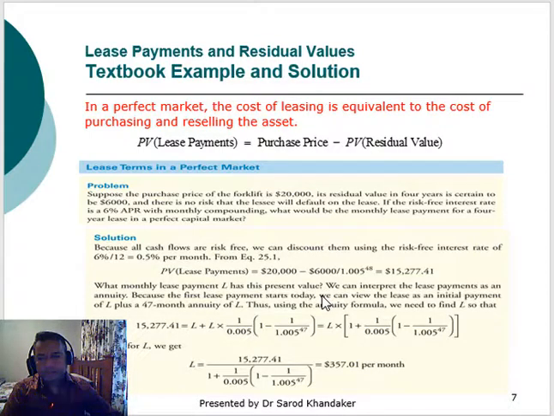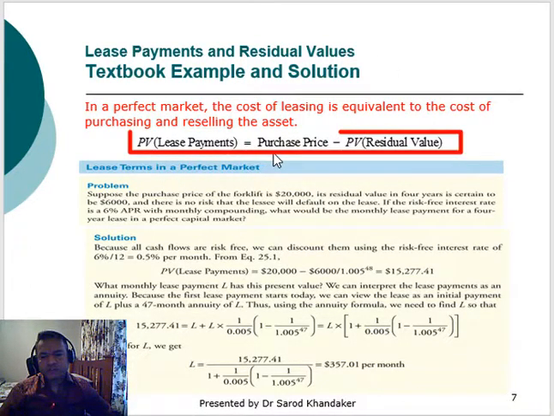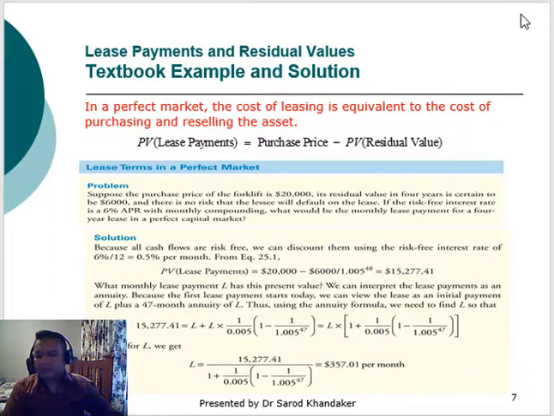The residual value for the asset is $6,000 at the end of the 4th year. So we need to calculate the monthly lease payment. So as we know, it's mentioned here that the present value of the lease payments should be equivalent to the purchase price minus the present value of the residual value. So first of all, we need to calculate what is the interest rate because it's monthly compounding. So 6% interest rate divided by 12 is 0.5% per month. It's the interest rate.